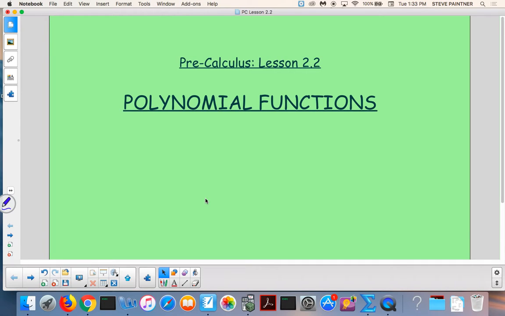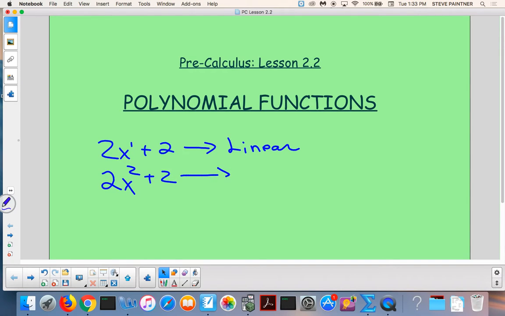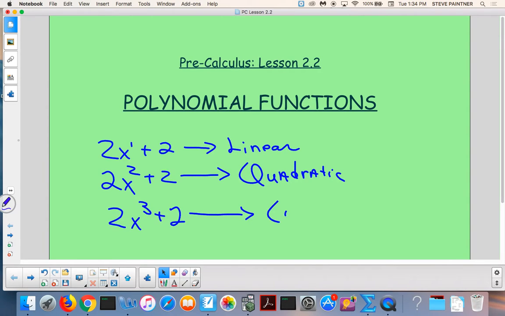Polynomial functions is section 2. Well, guys, you've been doing polynomial functions forever. Here's a polynomial function, x to the first, known as what? Linear. Okay. Here's another one, 2x squared plus 2. Quadratic. You have been doing polynomials forever. One more, 2x cubed plus 2. Cubic.